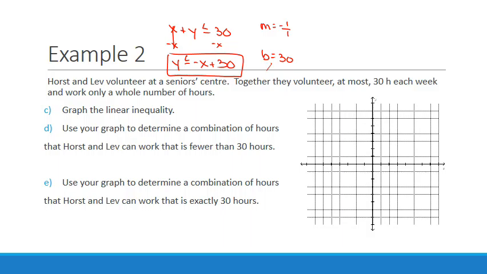Before I graph it, I'll have to get my coordinate plane ready. So I'll make each square worth maybe 5 here. So that'll be 10, 20, 30, 40. I'll do the same thing on the x's, 10, 20, 30, 40.